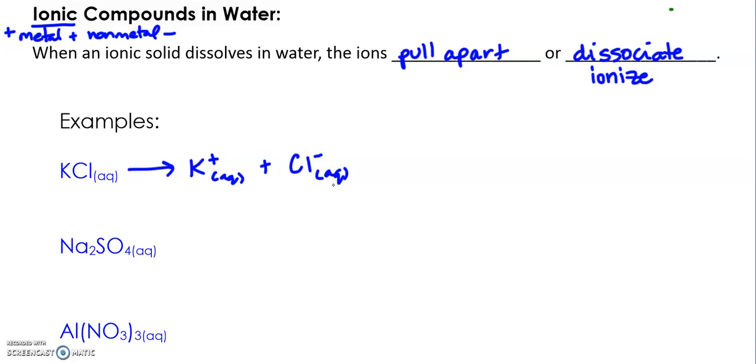So another example, sodium sulfate. Sodium is my metal, and it's a +1 charge. But notice how it's Na2. So that means I have 2 sodium ions for every 1 sulfate ion. And remember, a sulfate ion is a -2 charge. So our atoms and our charges are all balanced.